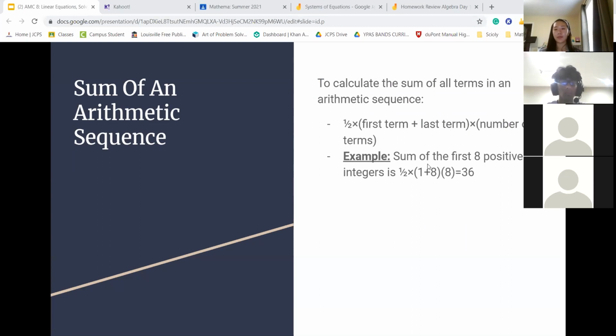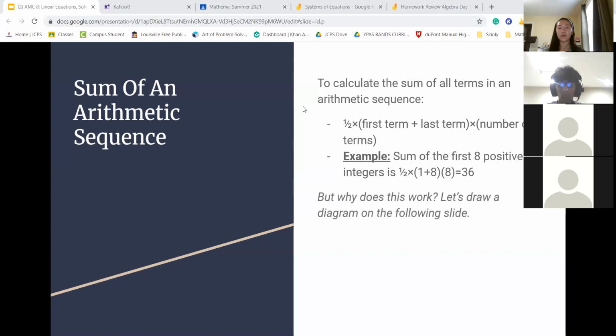So for example, the sum of the first 8 positive integers would be 1/2 times the first term plus the last term, because we're using the first 8 positive integers, times the number of terms, since it tells us there's 8 terms. And when we solve this, we get 36. So it's a pretty simple formula and it works like that. But why does this work? We know that's right, but why does it work?